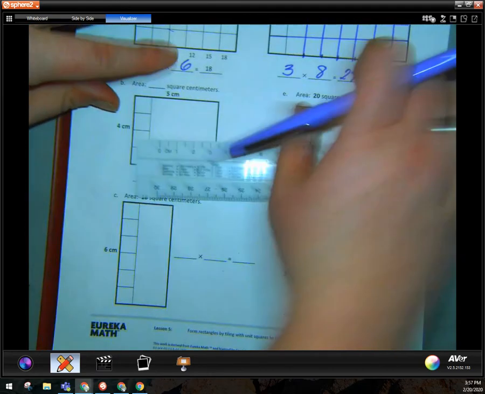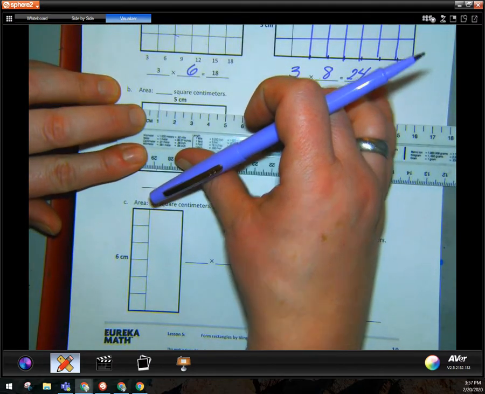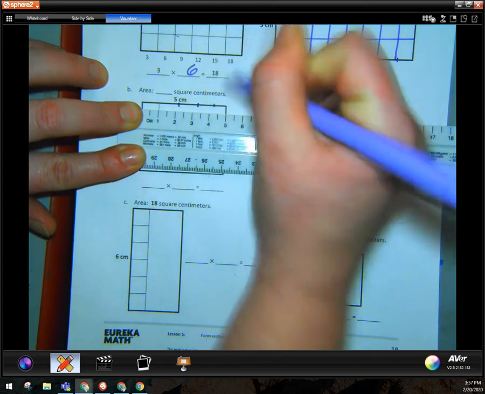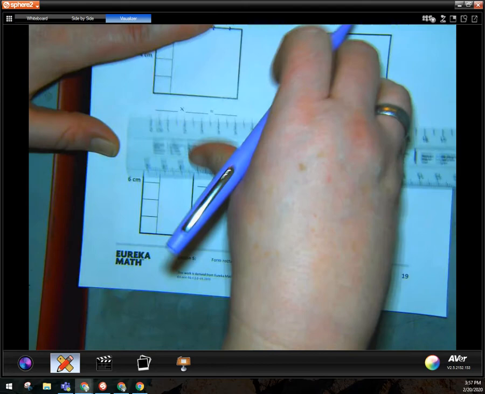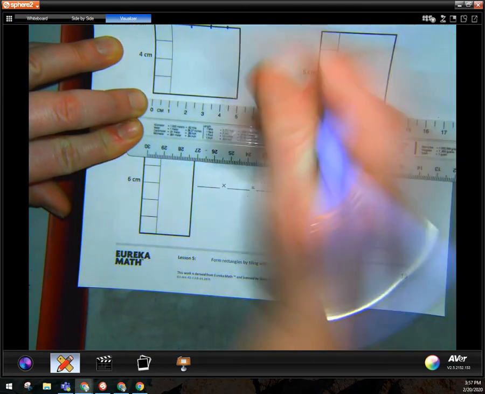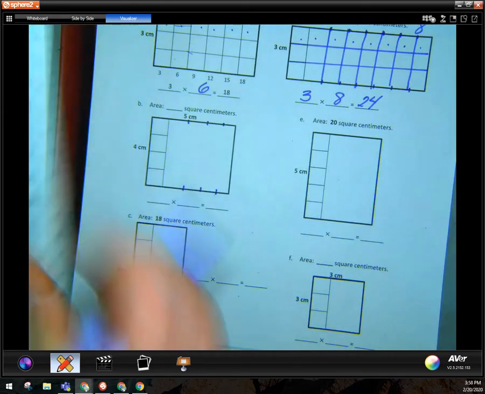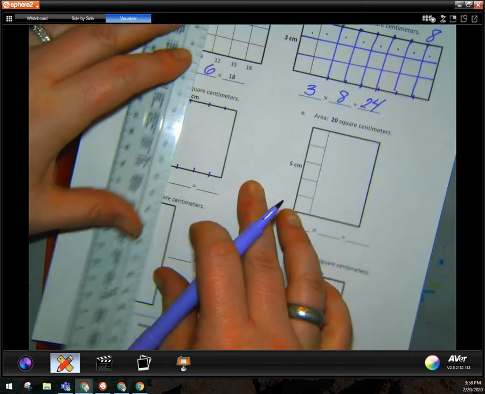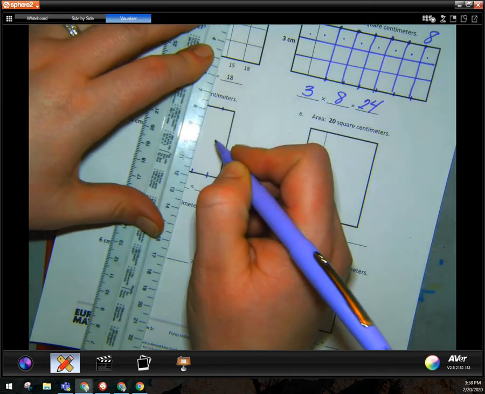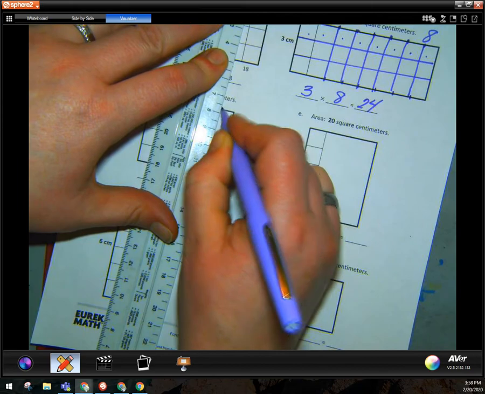So again, I'm going to measure with 0 centimeters lined up. I'm going to make my lines. I'm going to come down here and I'm going to do the same thing. And I'm going to draw my lines. And my lines aren't perfect, and that's okay. Doing them the best I can. But I used my ruler.